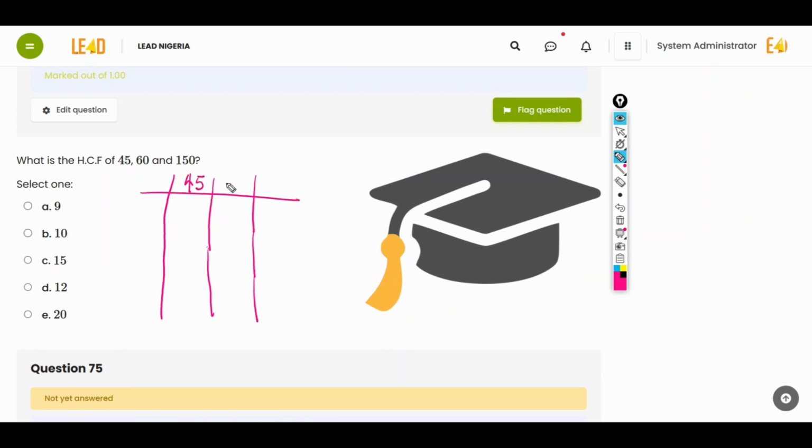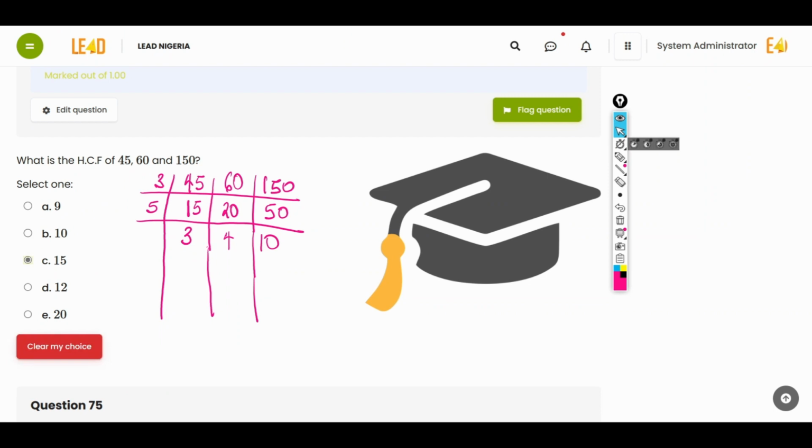45, 60, and 150. We are asked to find the highest common factor. For the highest common factor, we only divide by what can divide all of them, right? I know that 3 works. 3 in 45 gives me 15, 3 in 60 gives me 20, and 3 in 150 gives me 50. 2 doesn't work, obviously, that's why we use 3. But we can use 5. That would give 3, 4, 10. There's nothing else that can divide all of them, so we have 3 times 5, which is 15.